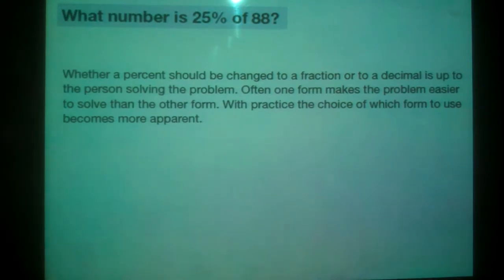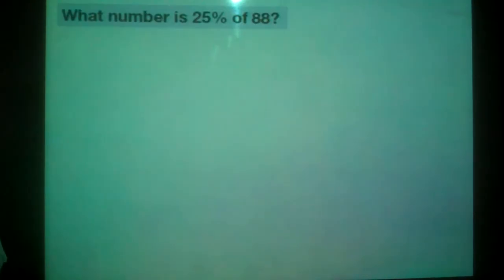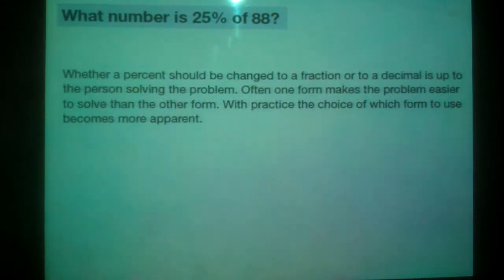A lot of times, for instance, with this last one we did right here, if you have a calculator handy, why not just do 0.08 times 10,800? Because you're getting into some big numbers there. This one was easy because 1/4 of 88 is just 88 divided by 4, which is 22.